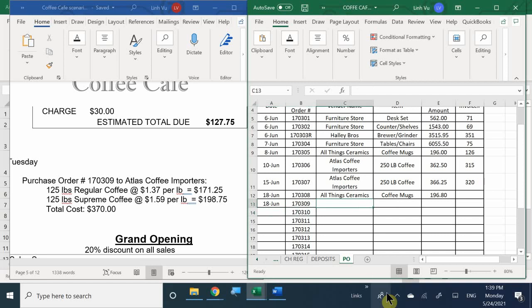Who are we buying this from? Atlas Coffee Importers. For coffee in the amount of $370.